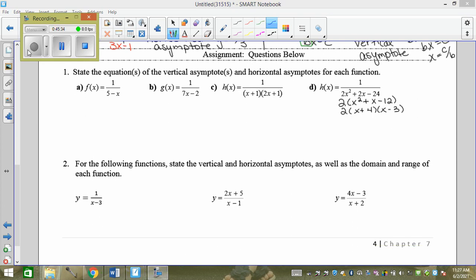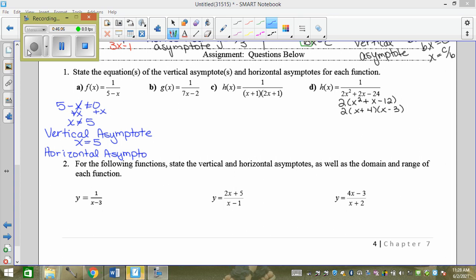So the first one says state the equations of vertical and horizontal asymptotes. So the vertical comes from the denominator, so I do 5 minus x cannot equal 0. I can add my x over or subtract my 5, whatever you want. And x equals 5. So x can't equal 5. My vertical asymptote is x equals 5. My horizontal asymptote is what? Y equals 0 because the numerator is a smaller degree than the denominator. The numerator has a number and the denominator has a variable.